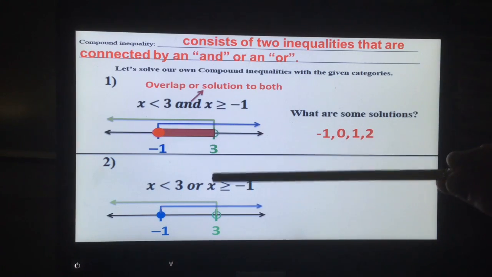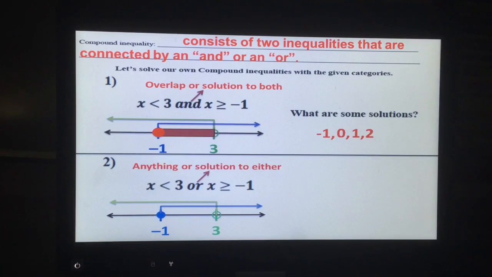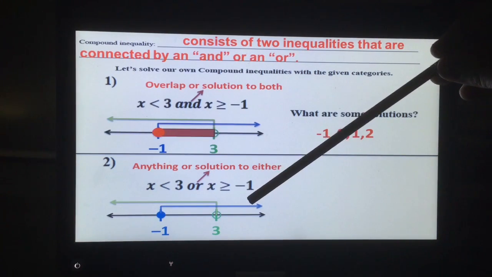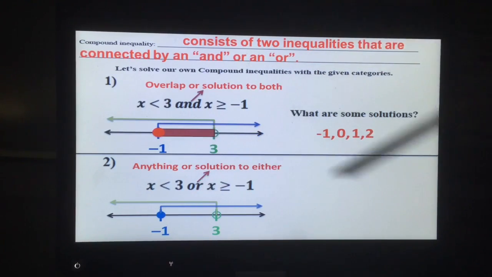Now, draw an arrow pointing out of the or, and what I want you to write this time is anything. So anything that has some type of color is going to be a solution. So this is the blue region, this is the green region, this is the blue and green region.